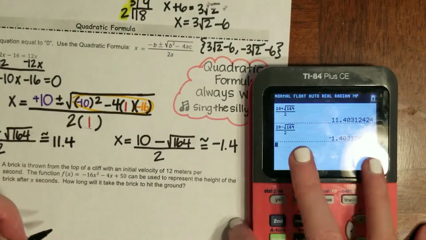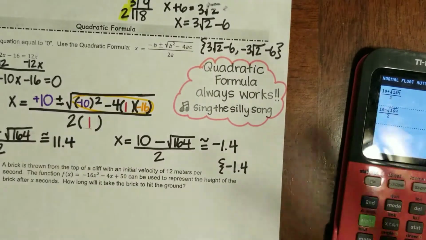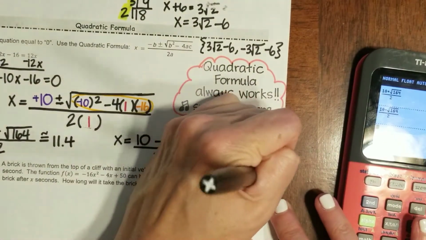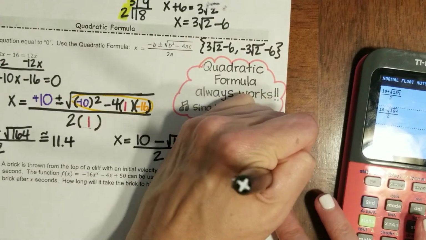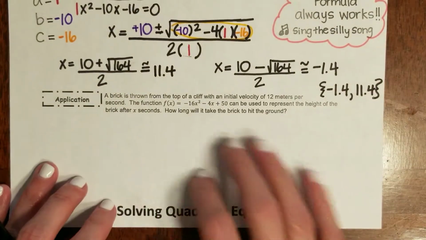So this is telling me that our parabola is crossing the x-axis at around negative 1.4 and positive 11.4. Okay, so it's not crossing at a whole number. And now I want to look at a word problem.